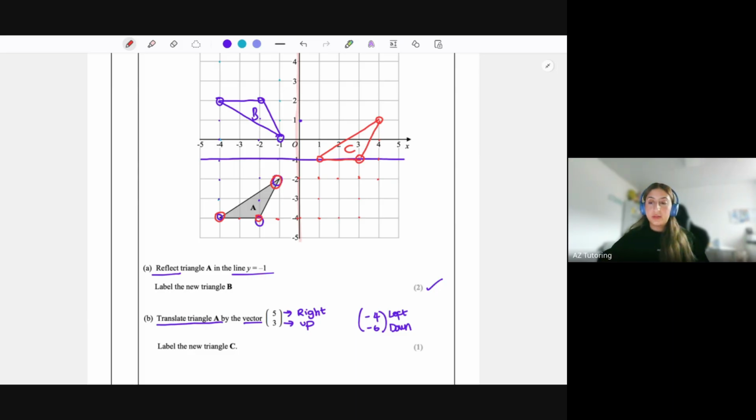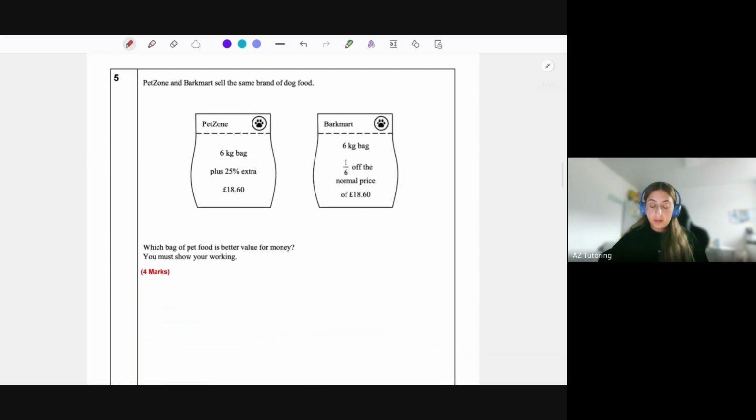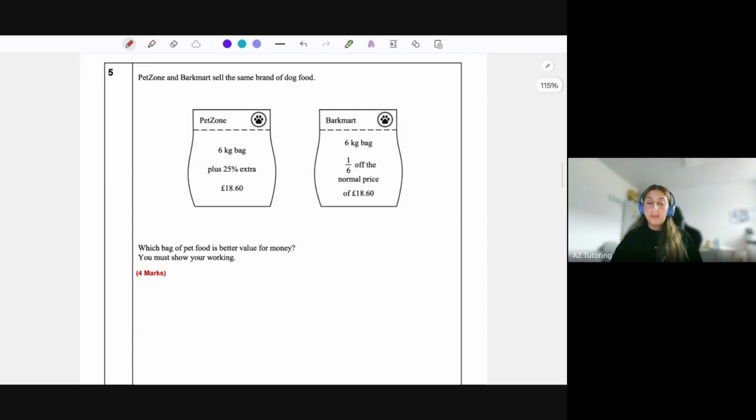Right, next question. So this is a best buys question. The question says, PetZone and Barkmart sell the same brand of dog food. In PetZone, you get a 6 kg bag plus 25% extra for £18.60. In Barkmart, you get a 6 kg bag, and you get a sixth of the normal price off £18.60. Which bag of pet food is better value for money?